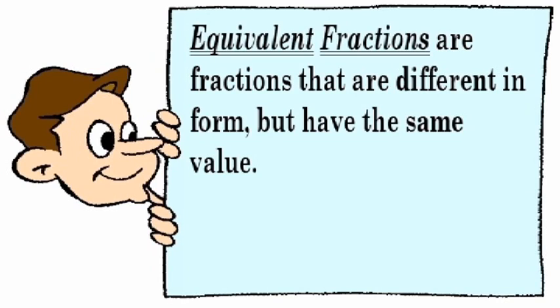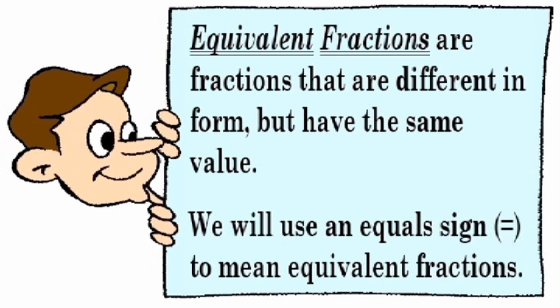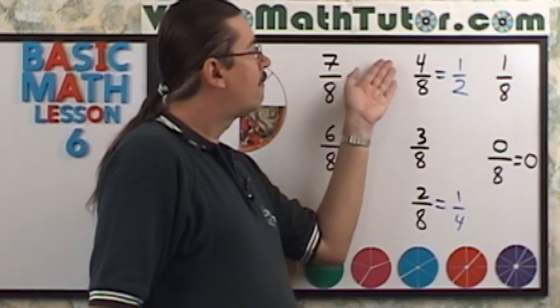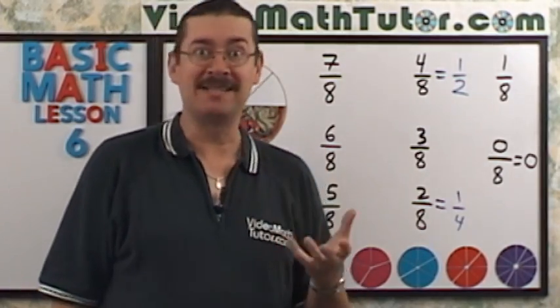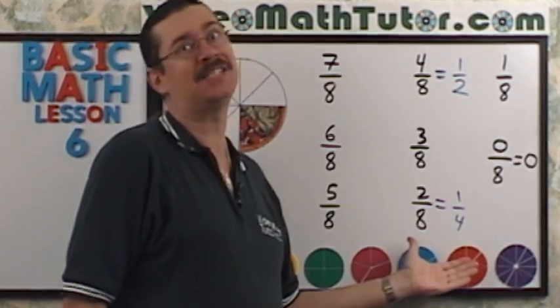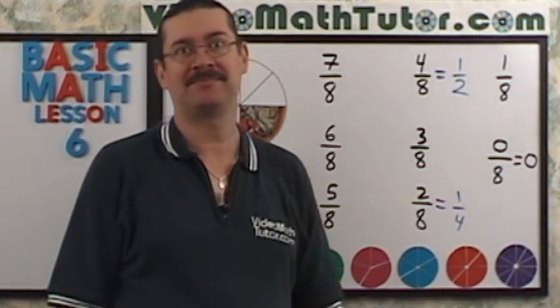Equivalent fractions are fractions that are different in form but have the same value. We will use an equal sign to mean equivalent fractions. So now we can say that 4/8 is equivalent to 1/2, and we can say 2/8 is equivalent to 1/4.